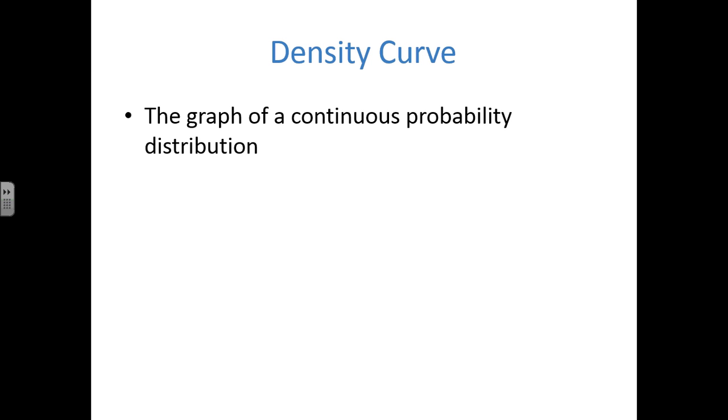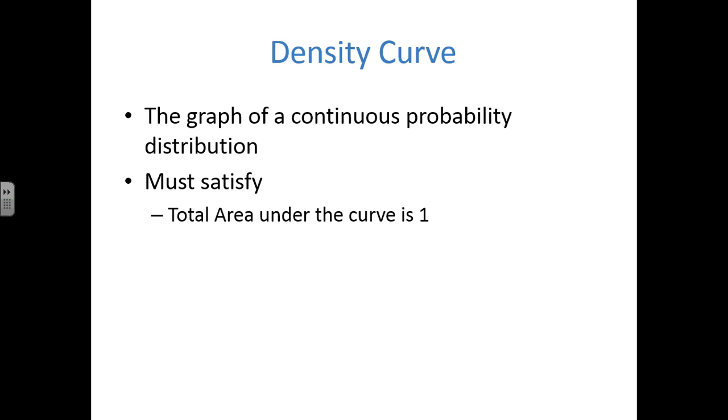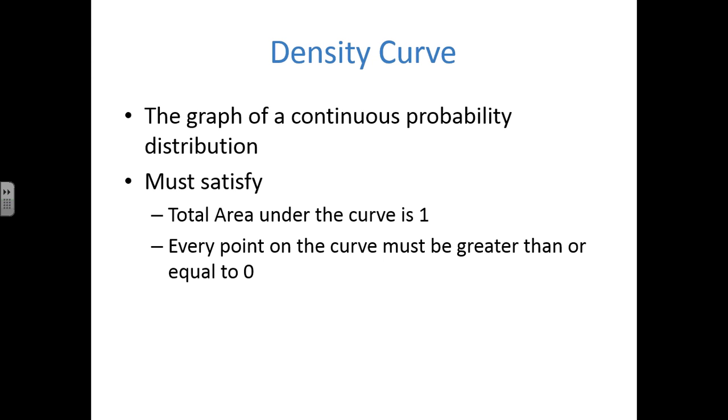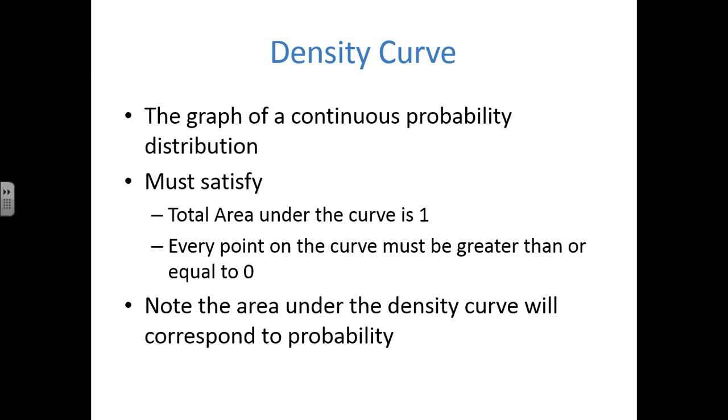The density curve is the graph of a continuous probability distribution, and it must satisfy the following. The total area under the curve is equal to 1. Every point on the curve must be greater than or equal to 0, because remember, area and probability are equivalent, and all probabilities must be greater than or equal to 0. And the area under the density curve does correspond to the same probability.